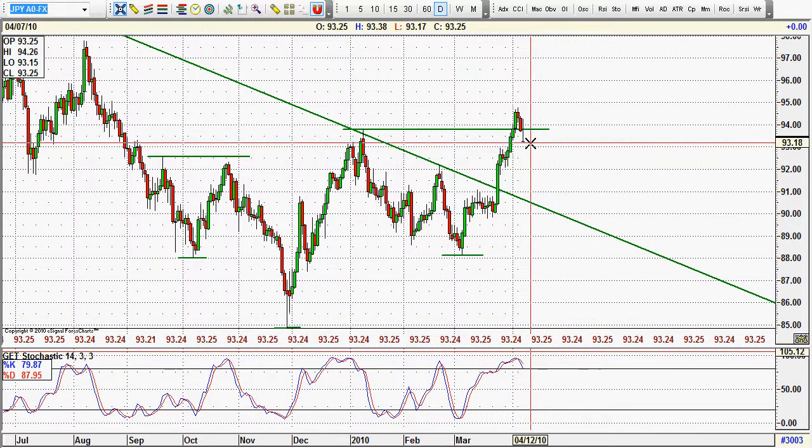So this is a currency pair that we're still not done with. We're far from done on dollar yen. So we're going to keep watching this for some more possible trading opportunities.